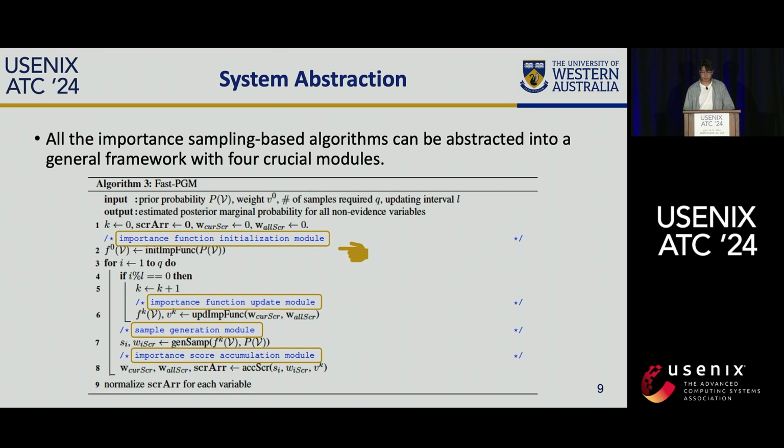In the beginning, the importance function is initialized in the first module. After that, we enter the main loop. Inside each iteration, a sample is generated with its importance score according to the PGM and the importance function. Then the score of each new sample is accumulated. During this process, the main loop is divided into multiple stages by the importance function update mode. The importance function is updated every n iterations, each update corresponding to a new stage.